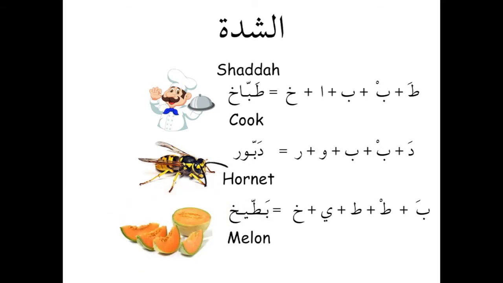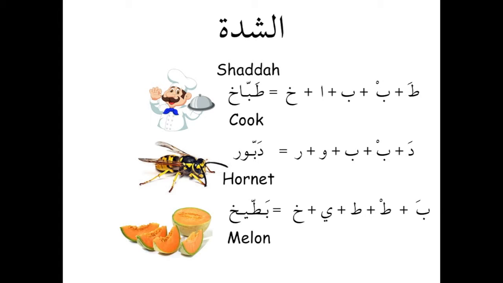Notice the second ta is modified by the ya, which is a long vowel here, which makes it بطيخ. So again, the shadda stands alone, we don't need to add anything to it. Again, notice that the first repeated letter always has a sukoon: the ba in طباخ, the ba in دبور, and the ta in بطيخ.